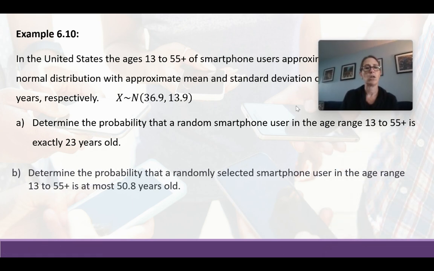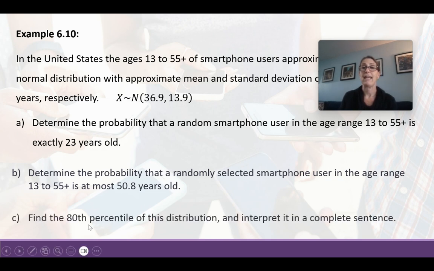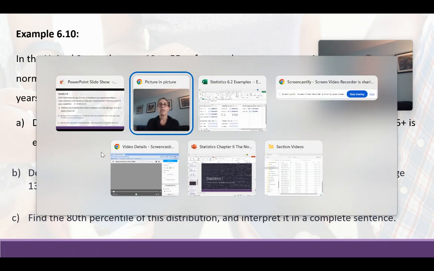We're also going to determine the probability that a randomly selected smartphone user in that age range is at most 50.8. So that means less than or equal to. And then we're going to find the 80th percentile for this distribution and interpret it in a complete sentence. Okay, so exactly 23 years old.